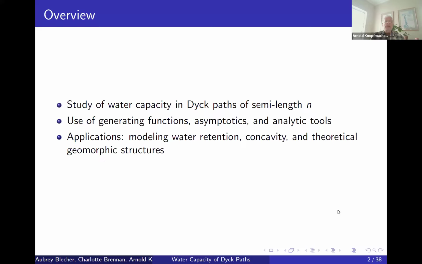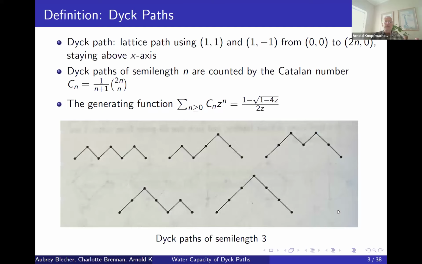Okay, so the next thing is this water idea can, in theory, have some applications. But this is the type of thing that you put in your paper only to try and sell it to the editor. So there's something about theoretical geomorphic structures. I can't even say exactly what that is. For me, the interest of the problem was that it's an interesting counting problem, and I really don't care whether it's useful or not useful. So let's move across to the objects that we are going to study.